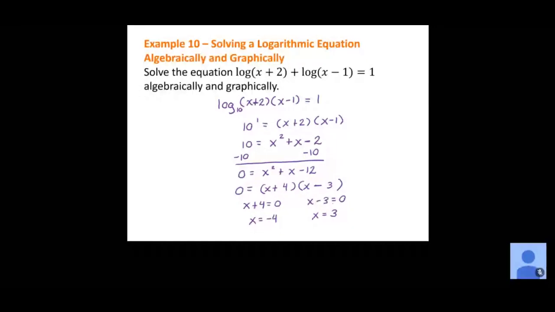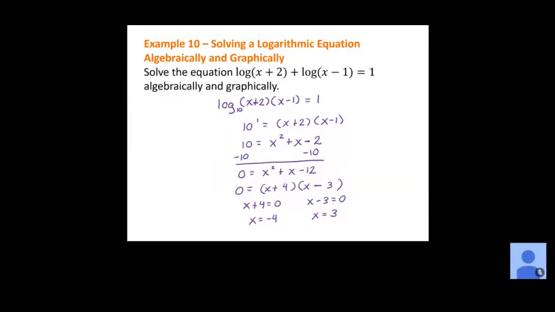So let's go back and look at our algebra again. Let's think about why the graph doesn't actually cross at -4. So let's take the 3 and substitute it in and see what happens. If I do that with the 3, I'm going to end up with the log of 3 plus 2 is 5, plus the log of 3 minus 1 is 2, equals 1. Okay, and we're checking to make sure this actually works.